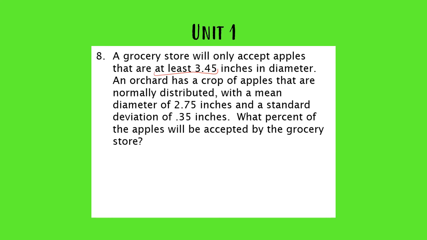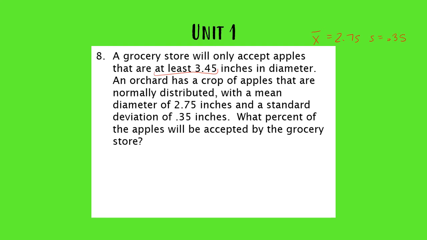An orchard has a crop of apples that are normally distributed with a mean diameter of 2.75 inches and a standard deviation of 0.35 inches. What percent of the apples will be accepted by the grocery store? All right, so we have a mean of 2.75 and a standard deviation of 0.35.